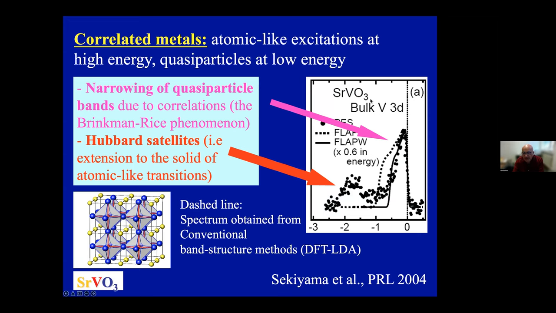And this is another example, which is a close cousin of the previous one, strontium VO3, which is this time a vanadate compound, but which also has one electron in the d shell, because this is vanadium 4+. And what you see here is that now the system doesn't have a gap. Obviously, there is density of states near the Fermi energy. So this is a metal, and indeed, this is a metal. But it still retains this atomic satellite, which corresponds to the d1 to d0 transition.